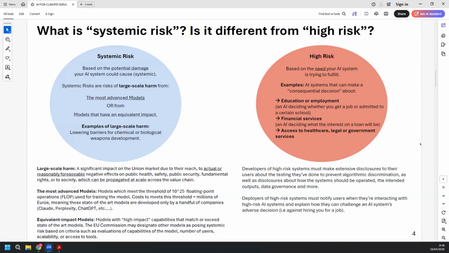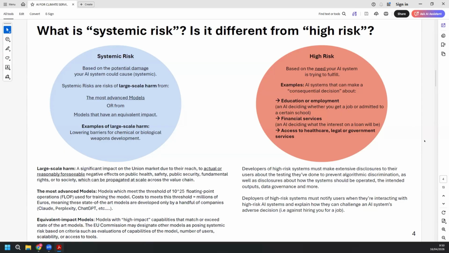And this harm has to come from either the most advanced models, which are models that meet a certain threshold of compute. You can see here the actual numbers, but also it can be from models that have equivalent impact. So this means that not only will the largest or most compute powerful models have potentially systemic risk, but other models that have an equivalent impact may also have this systemic risk. And the Commission reserves a right to say, okay, this model might not meet the compute threshold, but it can have reasonably foreseeable systemic risk, and so we will treat it as such under the Act.